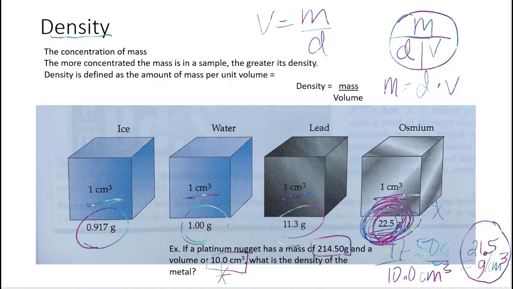And we have ice here. 0.917 divided by 1 would give me 0.917 grams per cubic centimeter. It would have the smallest density. It would float in water because water's density is 1.